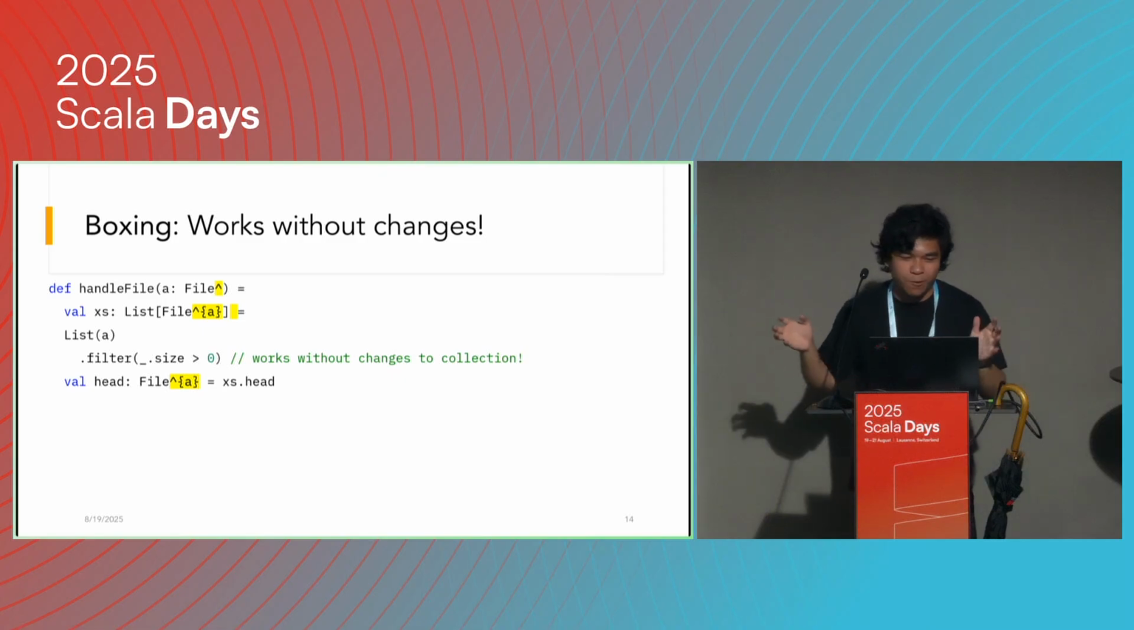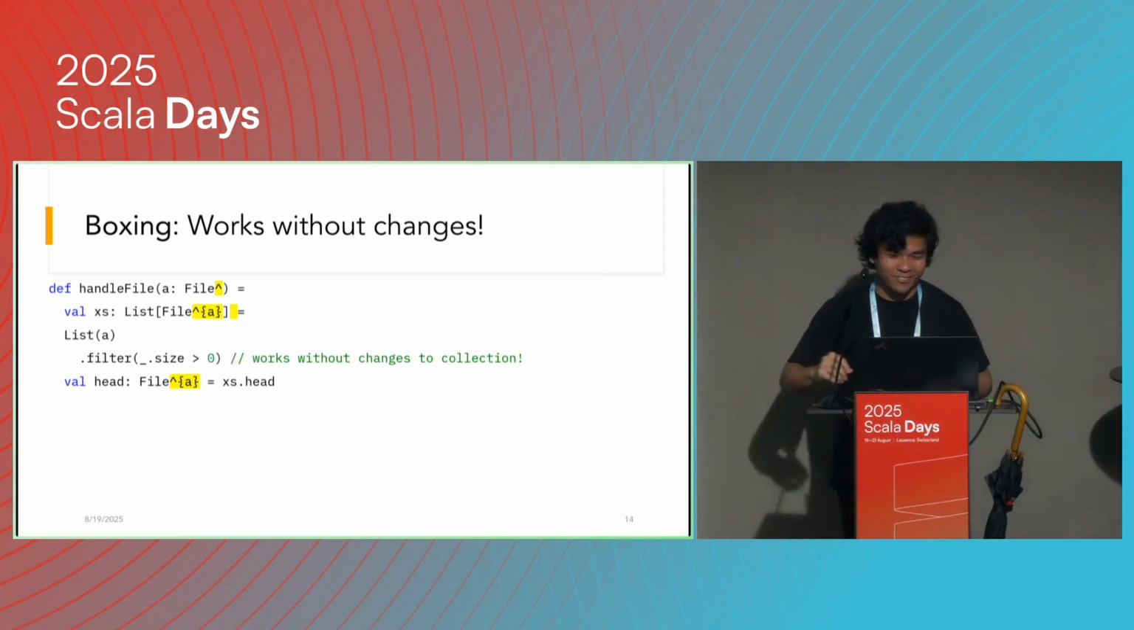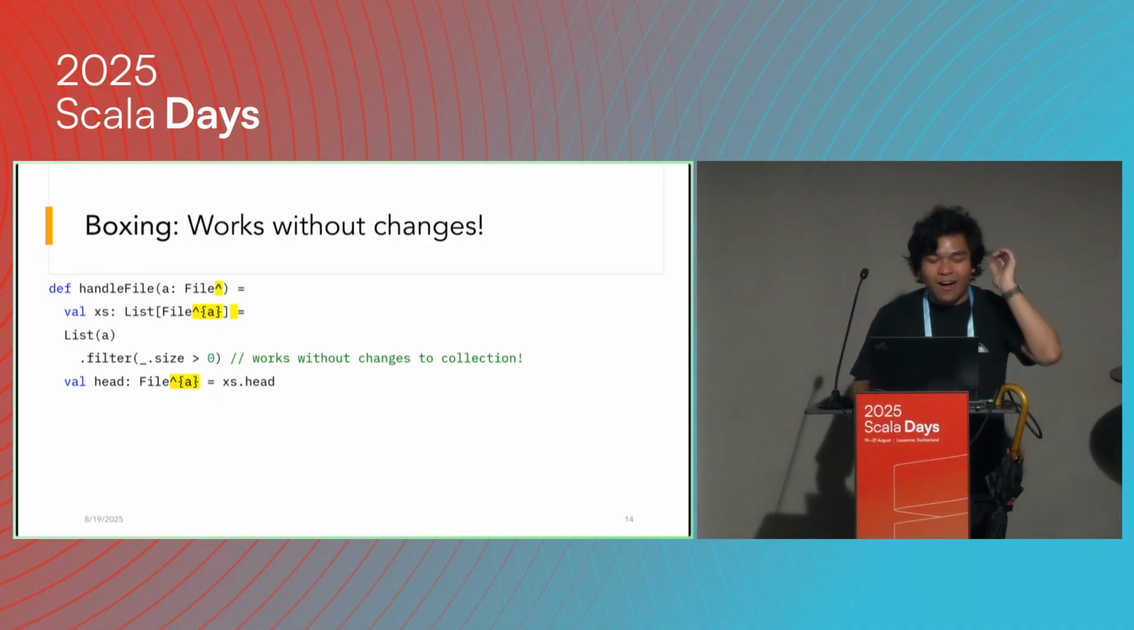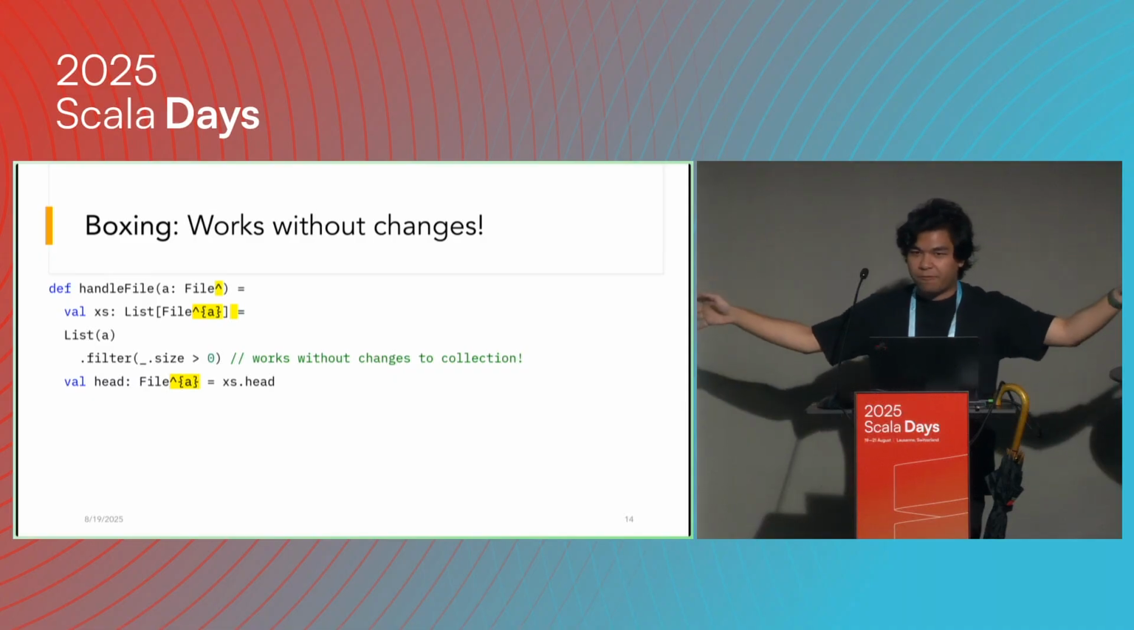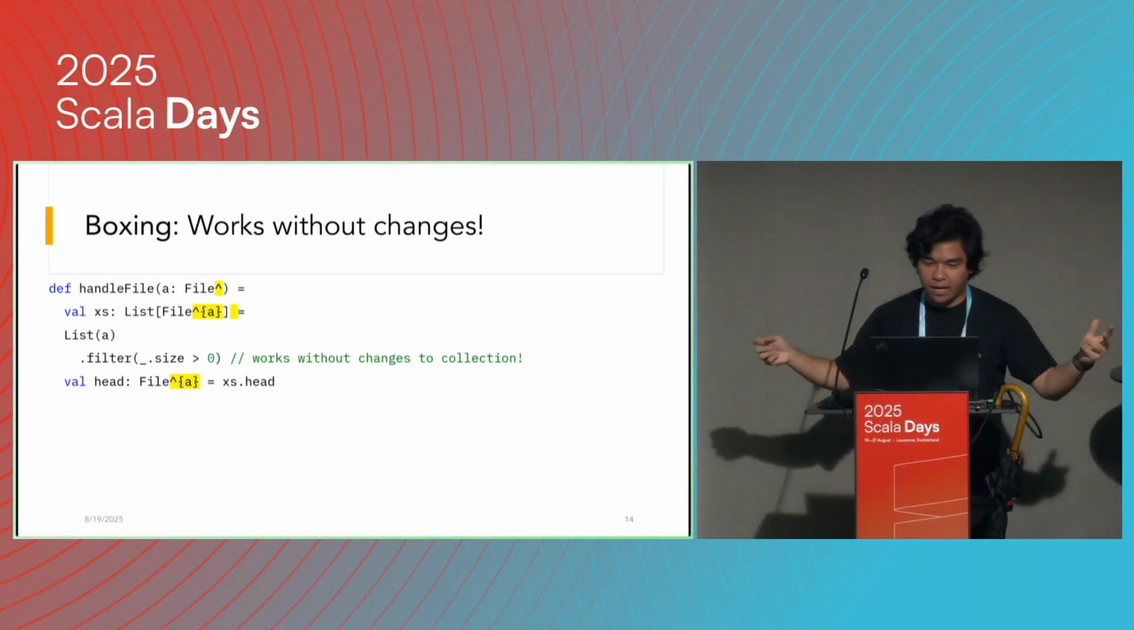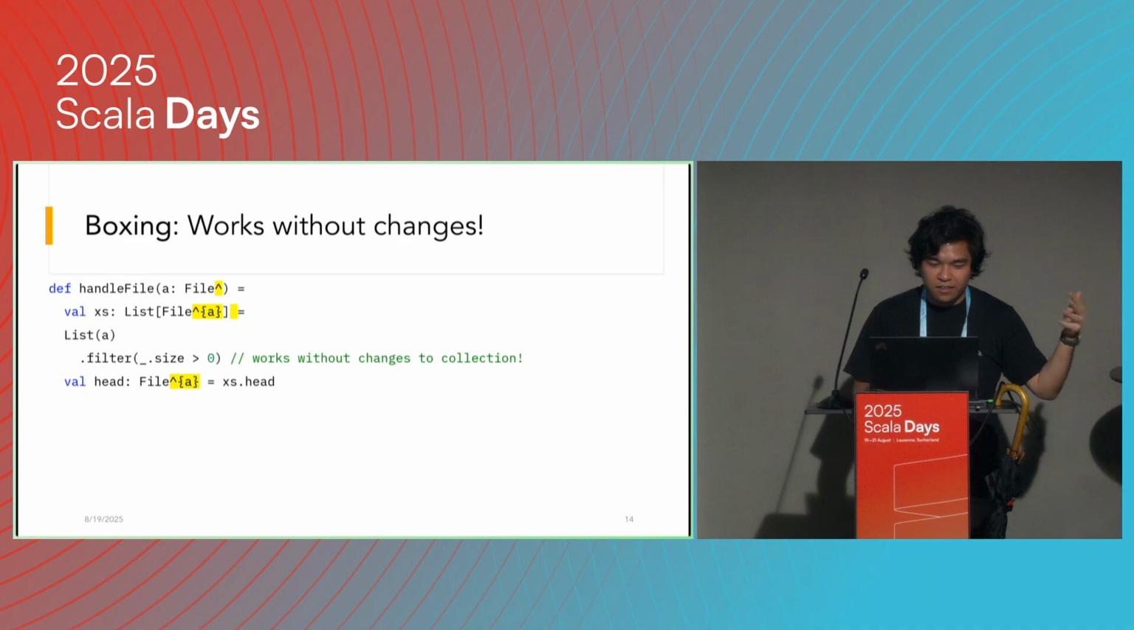So here's an example, right? Files again. You have a function taking a file. It has a cap, so you know it's tracked. You put that into a list. At this point, assume that we don't have the capture-checked standard library yet. And so we put it in the list and try to do a filter, right? Just filter that the file size is larger than 0.